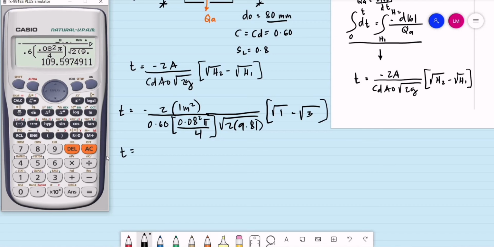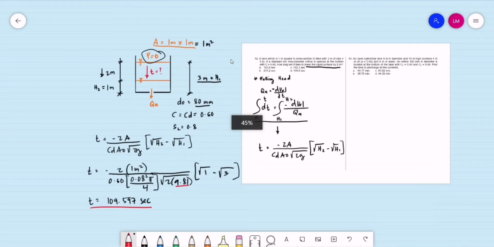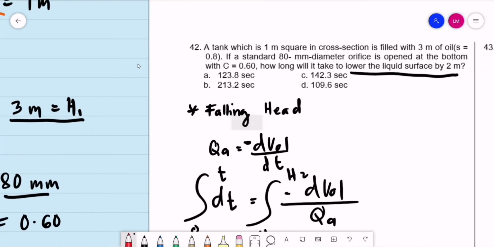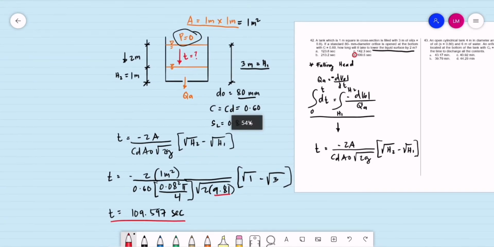So, yung nakuha natin dito is 109.597 seconds. Seconds, kasi yung ginamit natin dito is 9.81 meters per second squared. So, 109.597 seconds. Check natin ito sa choices for question number 42. Pinakamalapit na dito will be letter D, 109.6. So, this will be our first example, falling head, question number 42.